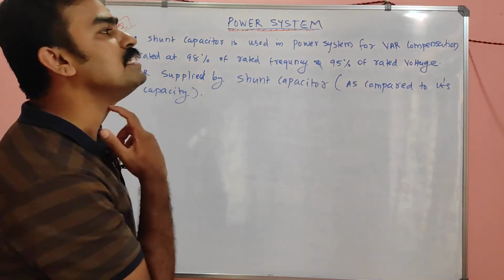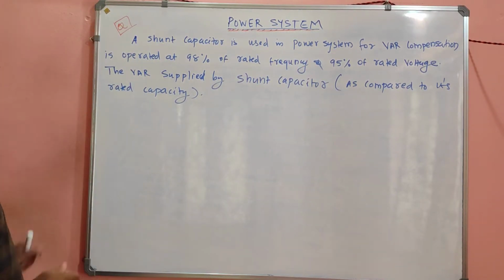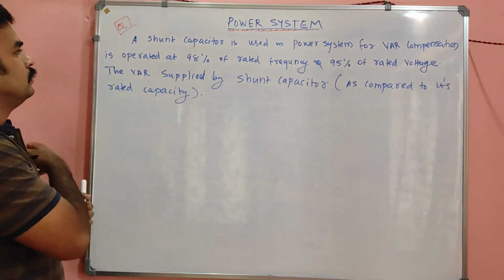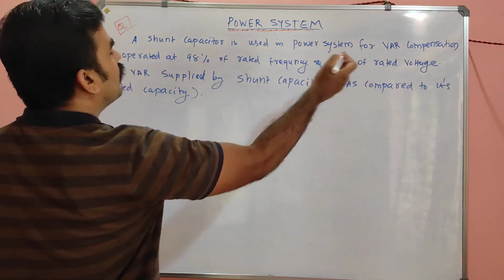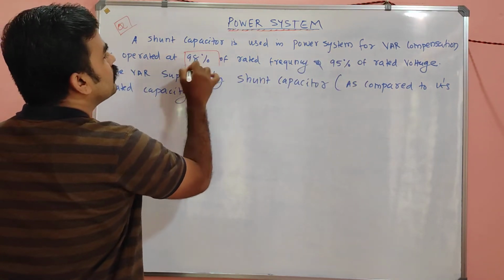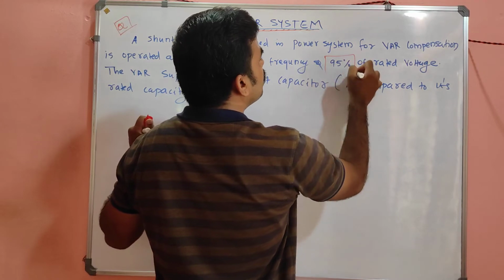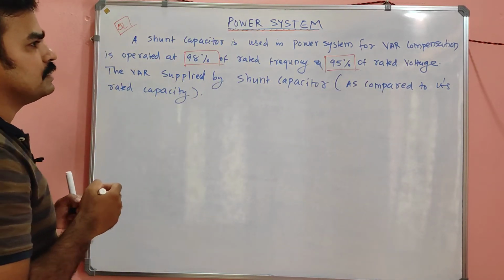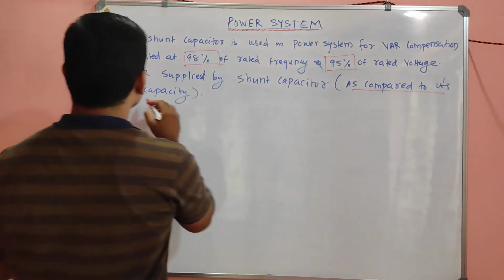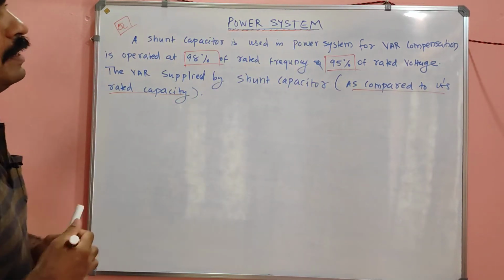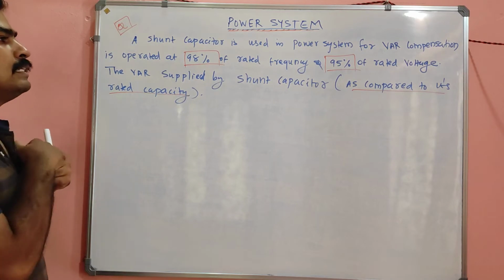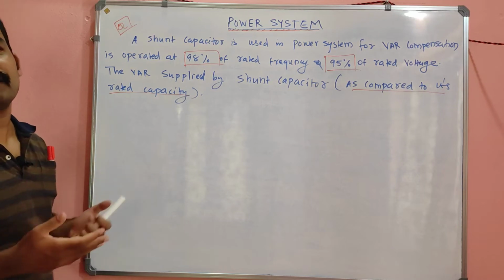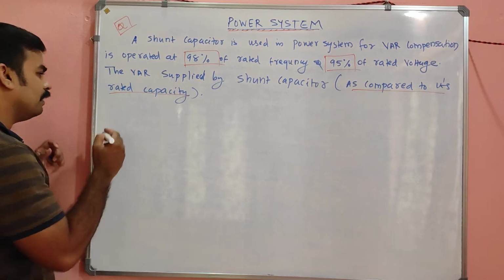Now a shunt compensation is used here and is operating at 98% of the rated frequency, and you see, these are very important terms. VAR compensation is operated at 98% of the rated frequency and 95% of the rated voltage. The VAR supplied by the shunt capacitor as compared to its rated capacity, that you have to find. Is it clear? So what is the rated capacity of the VAR, I mean volt ampere reactive, produced by a capacitor? That we have to find.